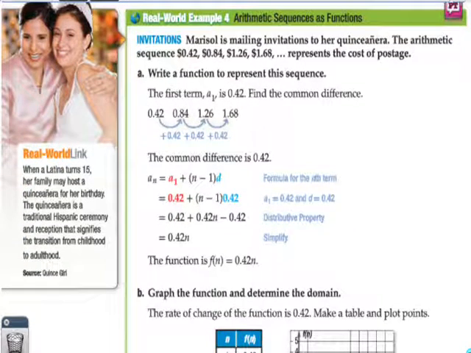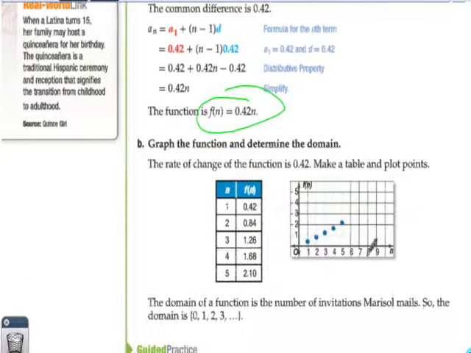All right, so let's take a look here. Marisol is mailing invitations to her quinceañera. The arithmetic sequence is 0.42, 0.84, 1.26, 1.68 because of postage. So we want to write a function to represent this sequence. Well, obviously no invitations would cost $0, so we end up with just f of n equals 0.42n. We want to graph this. The domain of the function is the number of invitations Marisol mails, so the domain is 0, 1, 2, 3, and so on, the ellipsis.